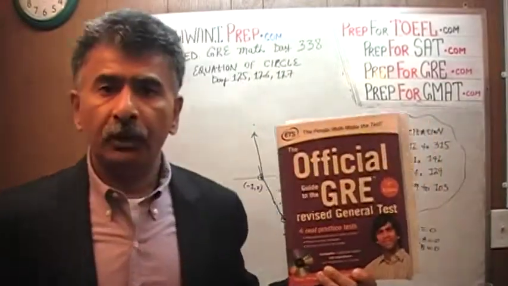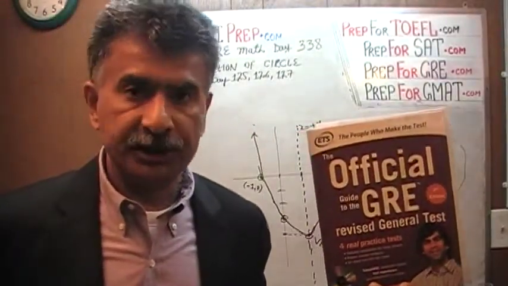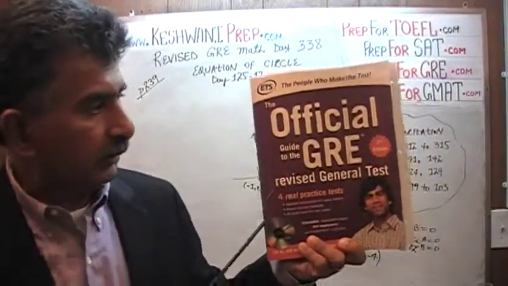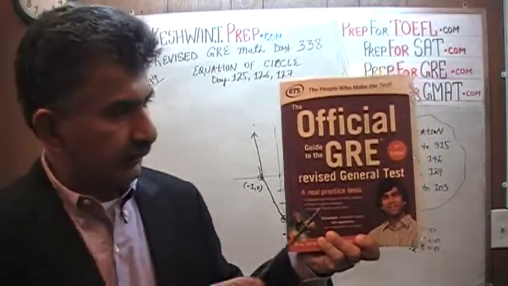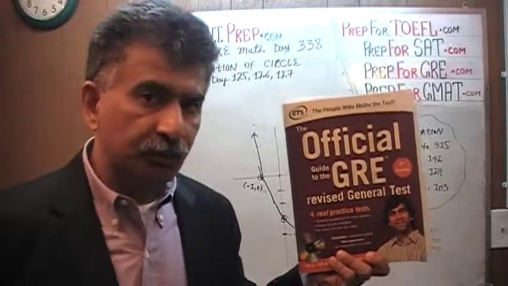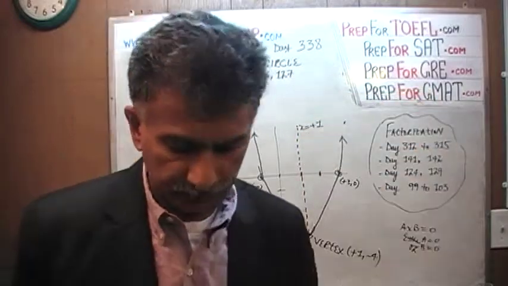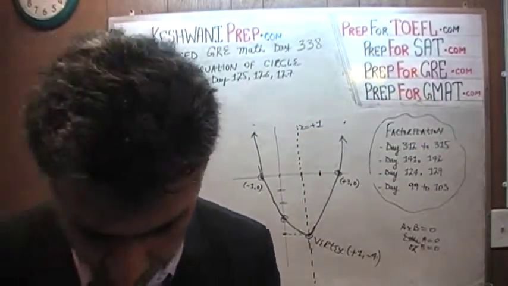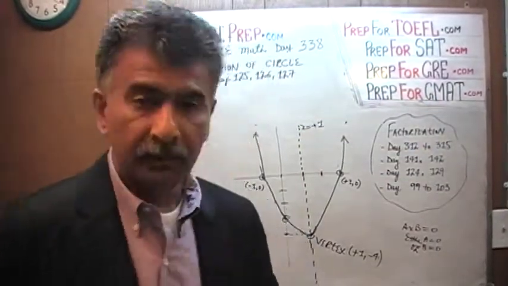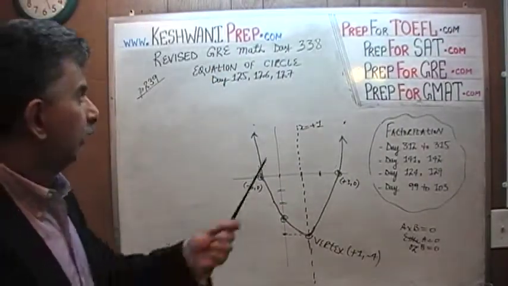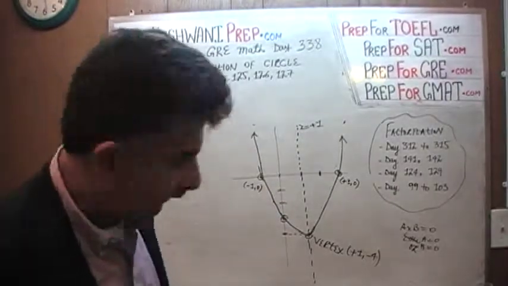We are here because we want to prepare for GRE. We have been solving GRE math problems out of this book here, the Official Guide to the Revised GRE, second edition. If you do not own this book already, purchase it immediately. You're going to need it. The problem that we are about to solve is the one that you will find on page number 239. Please turn to it. Page number 239, and today is our lesson number 339.